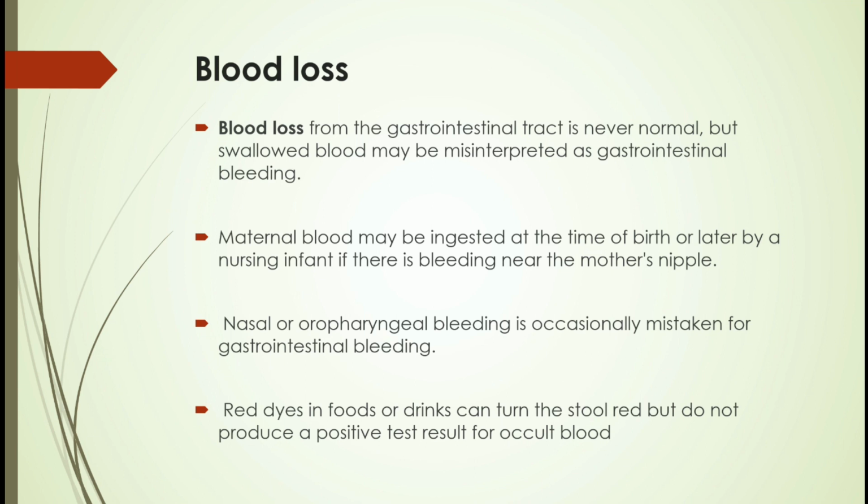Okay, in childhood, usually in the first years, children usually consume candies and juices, which have red dyes in food, so they can turn the stool red but do not produce a positive test result for occult blood. So we will go for a stool examination for occult blood, right? And then we will counsel the parents that they should avoid artificial food colors in the diet.